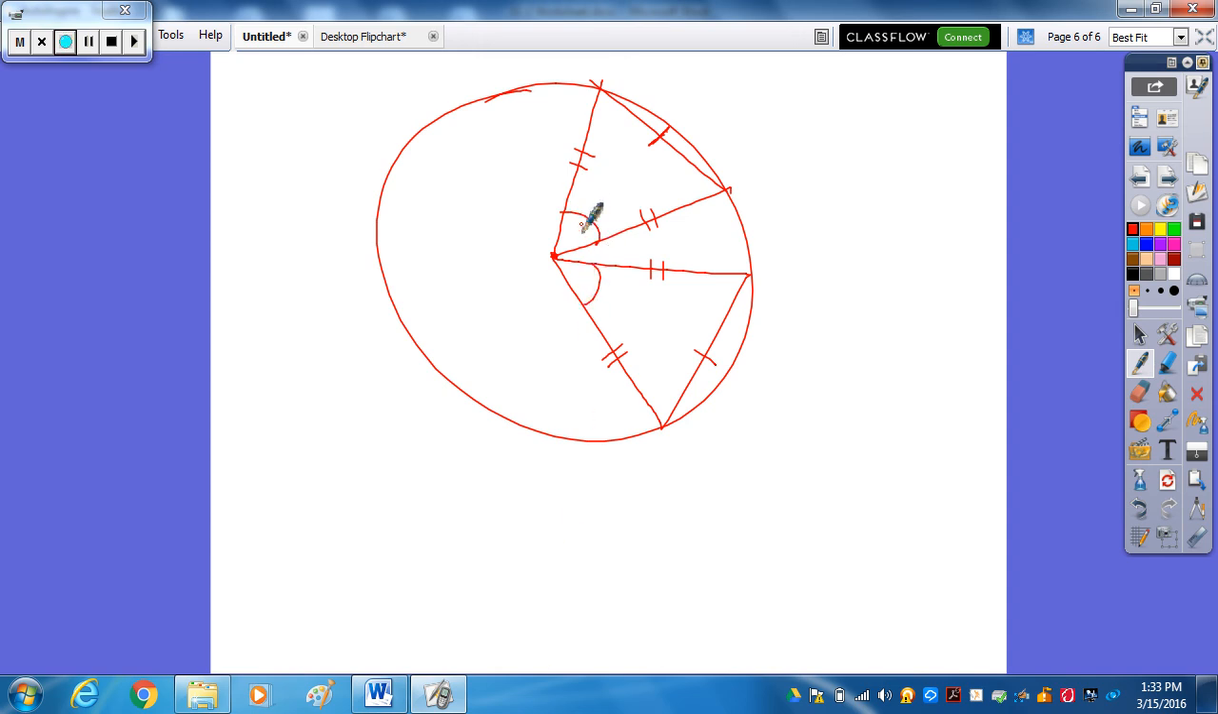Well, guess what? If those two angles are the same, if the central angles are the same, what do we know about these two arcs? Well, they also have to be the same. And so I'm just going to go ahead and make a little mark telling me that those arcs are the same. So again, number 1, the first one, congruent central angles have congruent chords. Number 2, congruent chords have congruent arcs. And number 3, congruent arcs have congruent central angles.